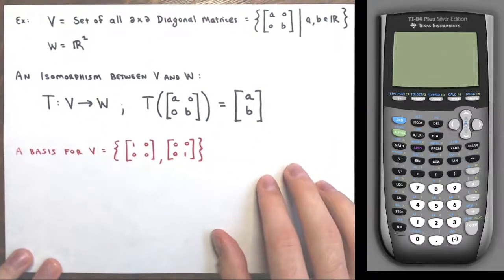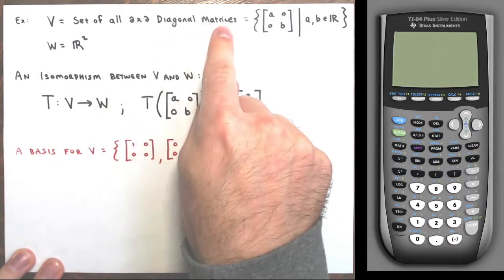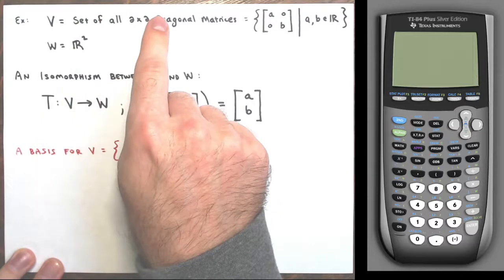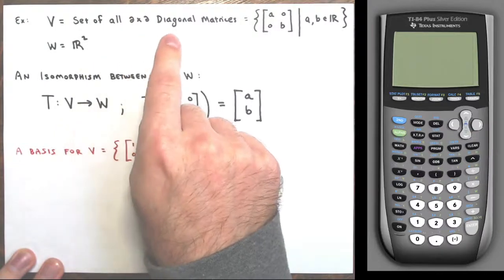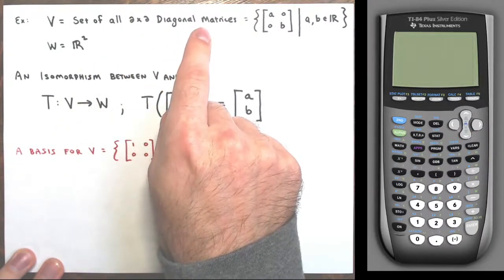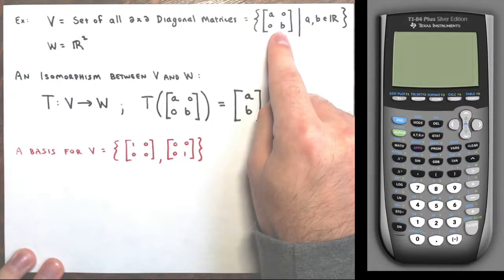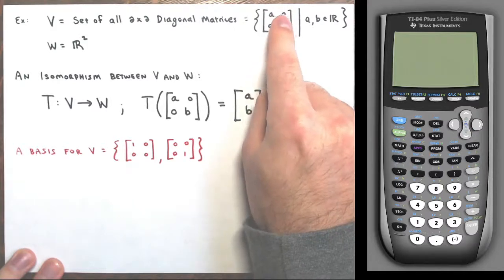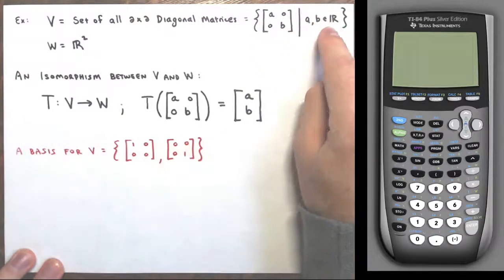So here V is the set of all 2 by 2 diagonal matrices. This is a subset of R 2 by 2, the set of 2 by 2 matrices with real entries. This is actually a subspace, and here's another way to describe this set. Remember, diagonal matrices are matrices that have entries only down the main diagonal, and 0 everywhere else. So some number A, 0, and then 0, and some number B, A and B down the main diagonal, where A and B are any real numbers.